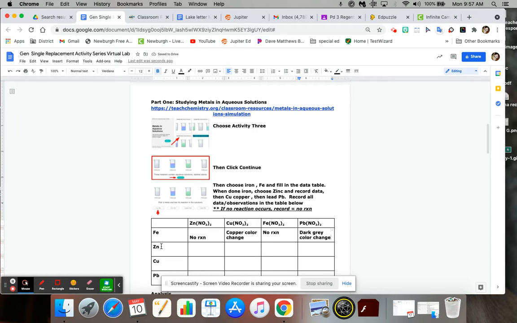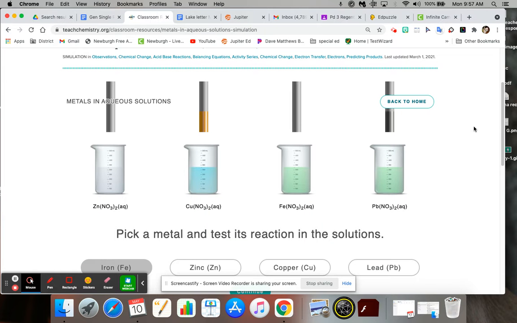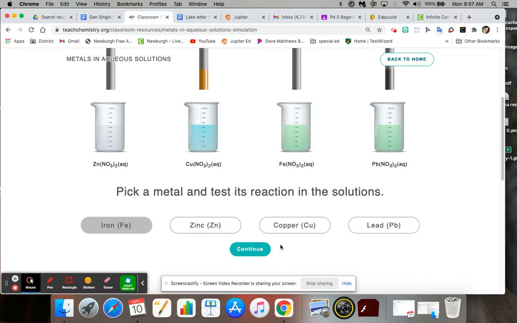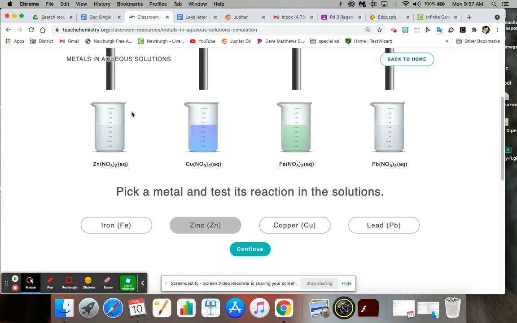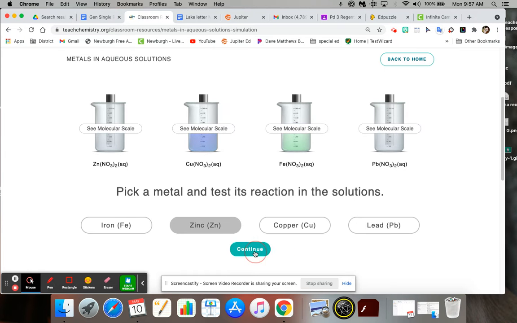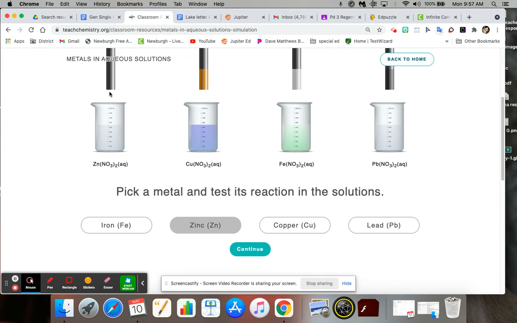Now we're going to go on to zinc. All of these are bars of zinc. We're going to put them in the solution. And you can see no reaction in the first one. We had a reaction in the next three. All three. So let's record our data for zinc.